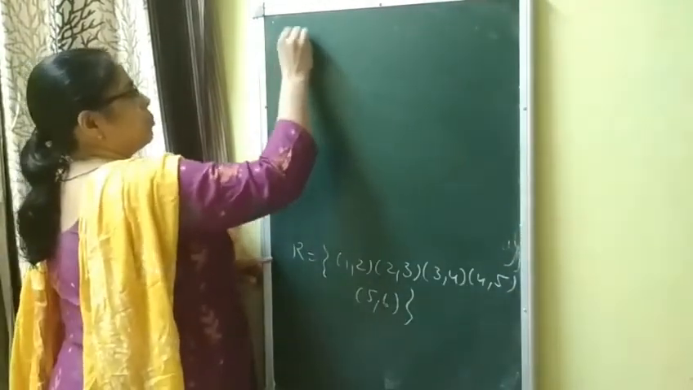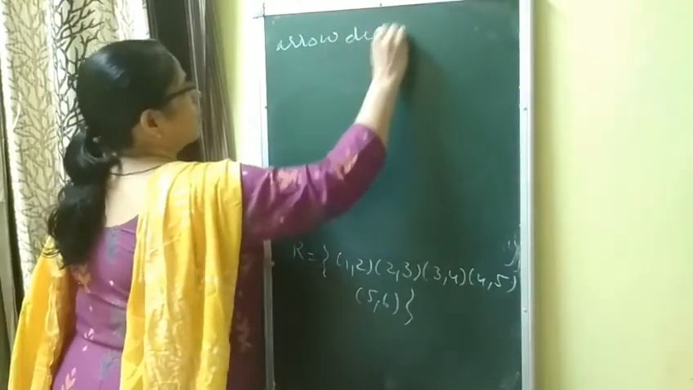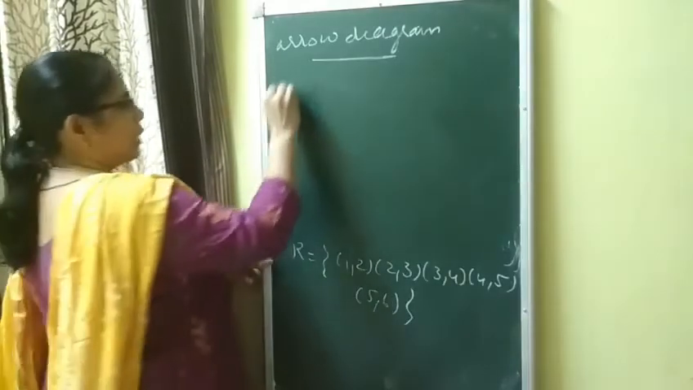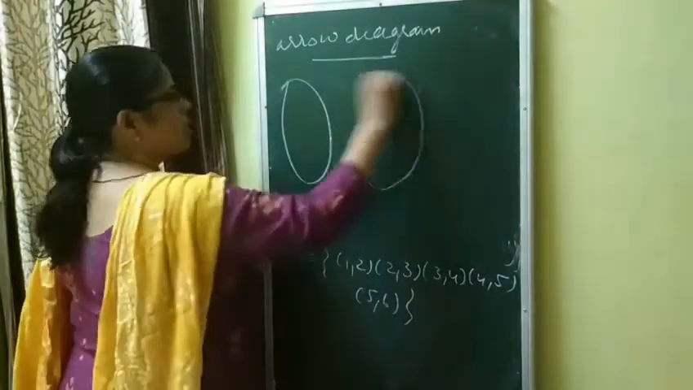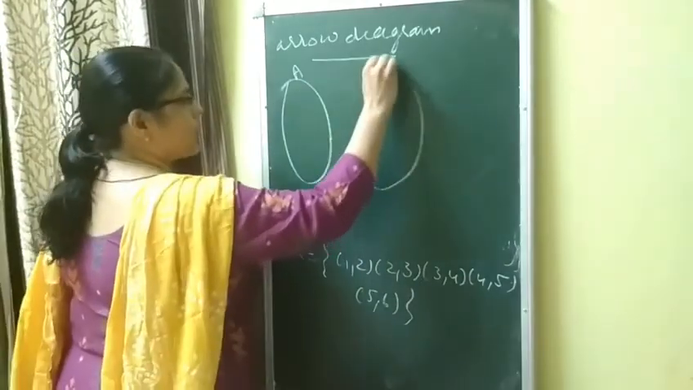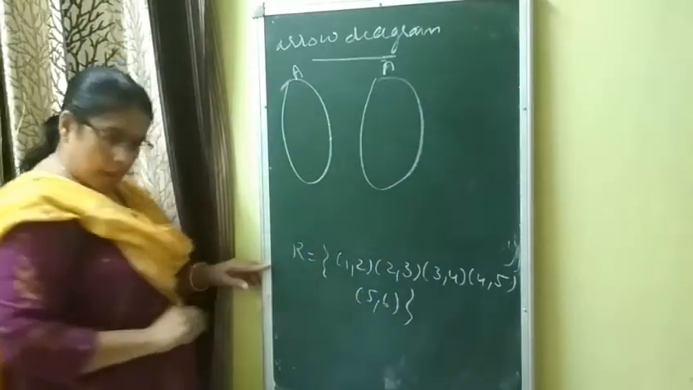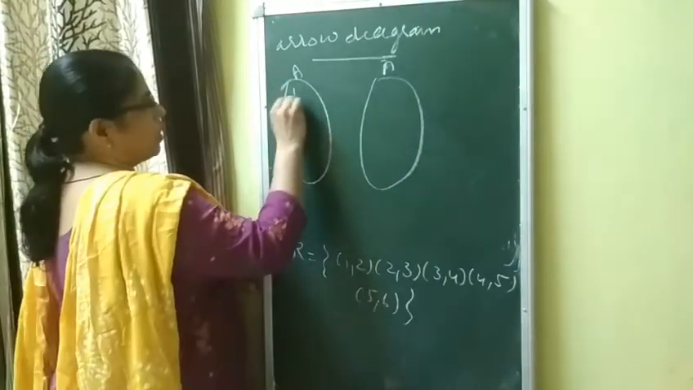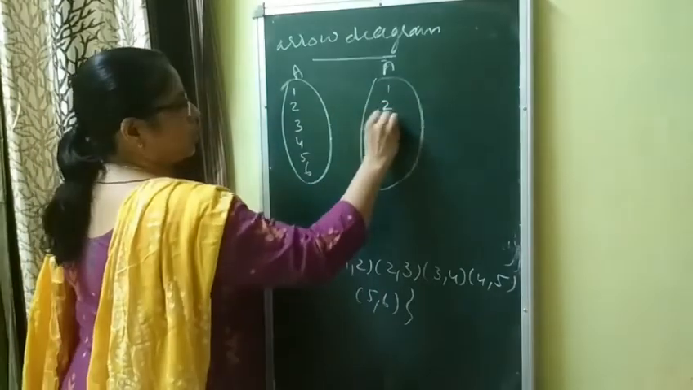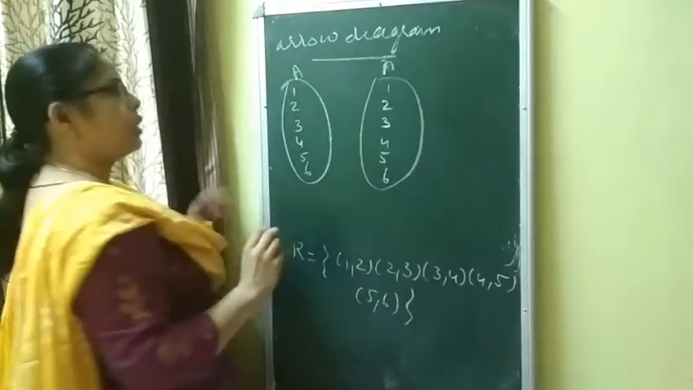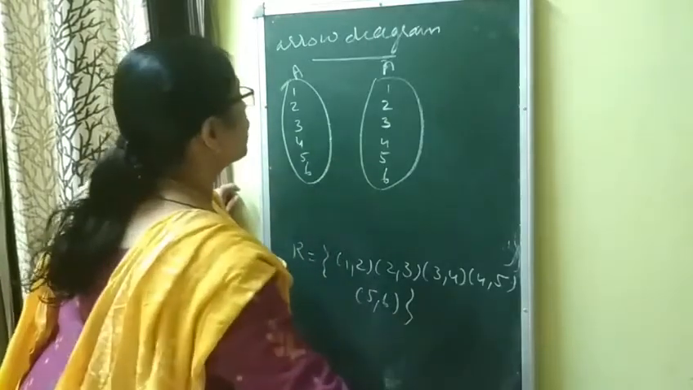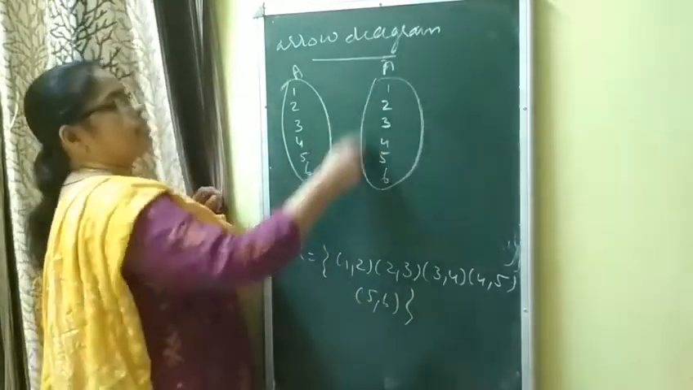The arrow diagram is very important, because the arrow diagram is used in the next topic, that is function. As in the previous cases, first of all you will make two circles, first circle A and second circle B. Here you are given only one set, so both are the same set. First circle is 1, 2, 3, 4, 5, 6, and the second again 1, 2, 3, 4, 5, 6. If the second set is something else, you have to write that set in the second circle.